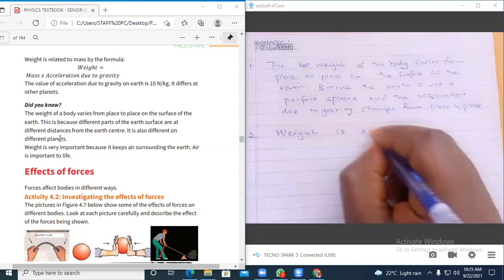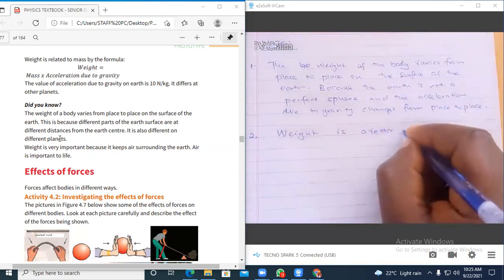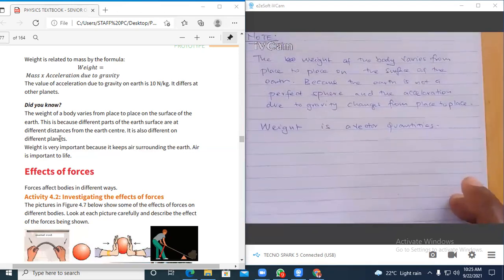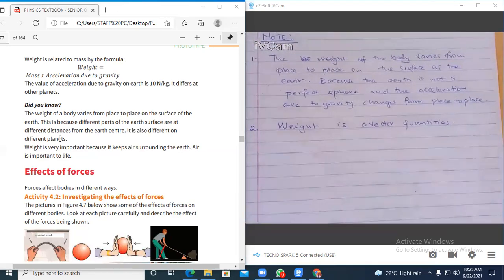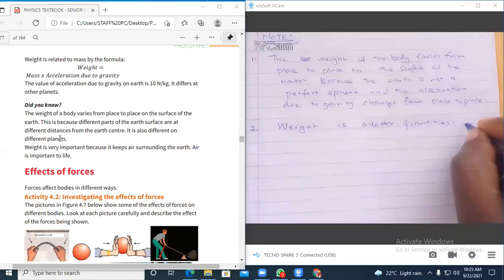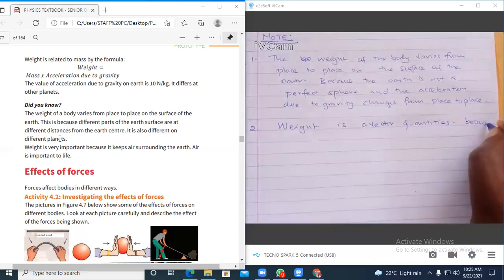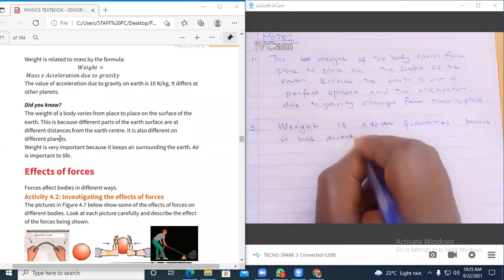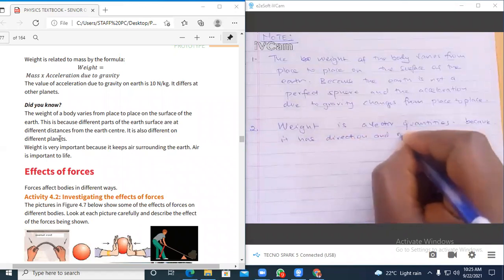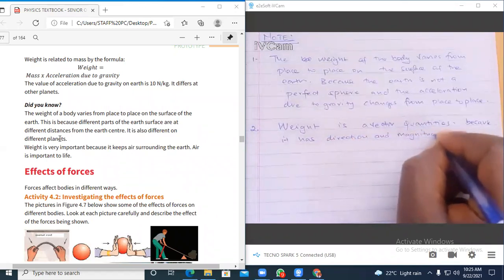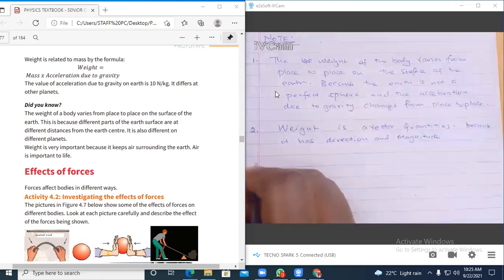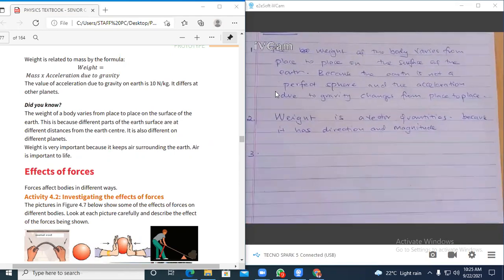The other thing that you should note is weight is a vector quantity. Members, did you study vector quantities? Okay. Weight is a vector quantity because it has got a direction. Then lastly, we have talked about different things. So weight is a vector quantity.